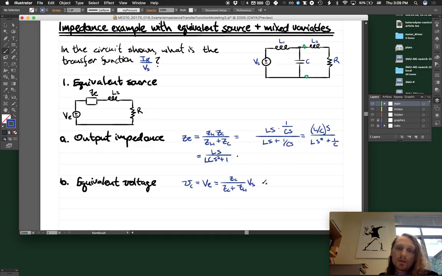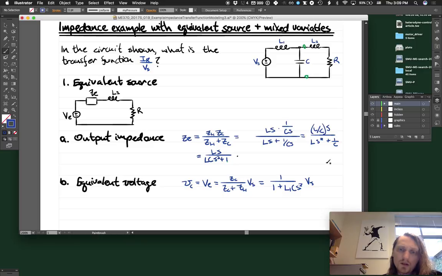And we could simplify that. We can't simplify the VS, but we can simplify the ZC and ZL1. So we have 1 over CS in the numerator. Let's drop the CS down. So we have 1 over, the CS's cancel, 1 plus, and then now we have CS. So there's already an L1 here, C, and there was already an S squared. So that is our impedance times VS. So that is that relationship.